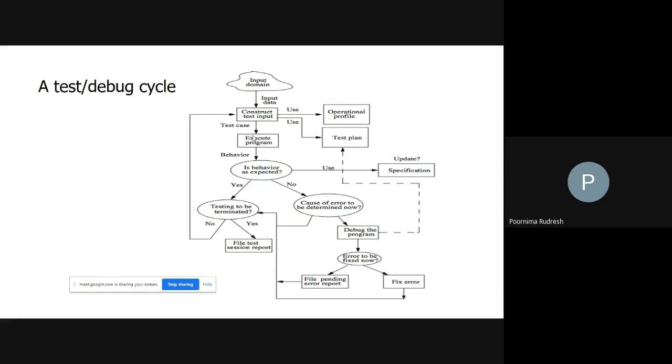If the expected output and the obtained output are the same, then we say that the program is behaving according to the given expectation or the specifications. Understood? If not, then we say that the program is not behaving according to the expectation. Then we find the causes of the errors, and we use the debugging process to remove them. This continues until the testing is done for all the test cases.